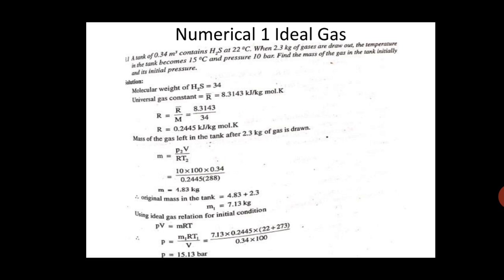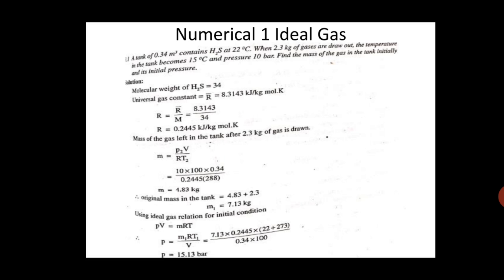So the universal gas constant divided by the molecular weight will give you the gas constant for this particular gas, that is hydrogen sulfide, which we got as 0.2445. Now for the final condition, PV is equal to MRT. Rearranging, we get M is equal to PV by RT for condition 2.